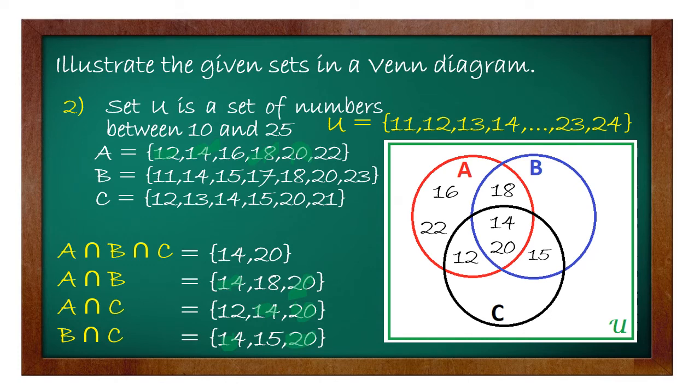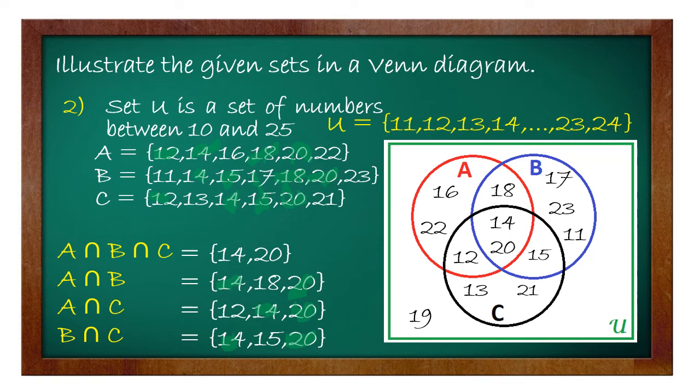The next is the set B. Yung mga elements na nasa loob na ng blue circle, aalisin natin. We have 18, 14, 20, at 15. At ang natira na lang ay ang 11, 17, at 23. Next ay ang set C. Aalisin din natin yung nasa loob ng black circle. So, we have 12, 14, 20, at 15. At ang natira na lang ay ang 13 at 21.